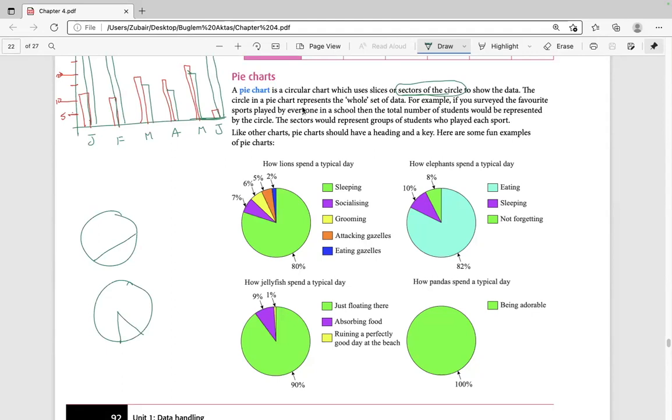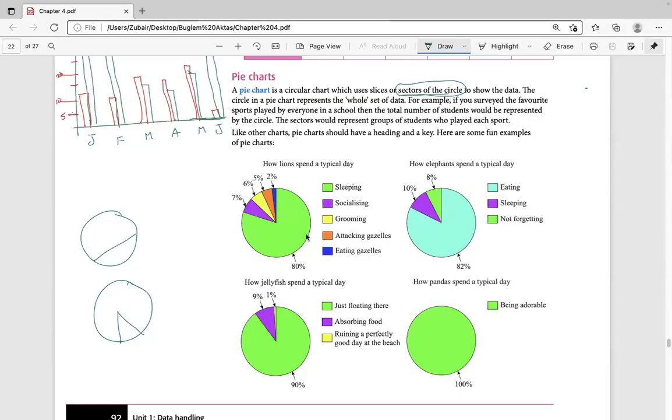The circle in a pie chart represents the whole set of data. For example, if you surveyed favorite sports played by anyone, or as we discussed earlier, favorite flavor of ice cream, what toothpaste do they use, and other options. Now, if they are displayed, how a lion spends a typical day, we are talking about sleeping, socializing, grooming, attacking, eating, and I'm surprised there's least eating, and most of the time he's sleeping.